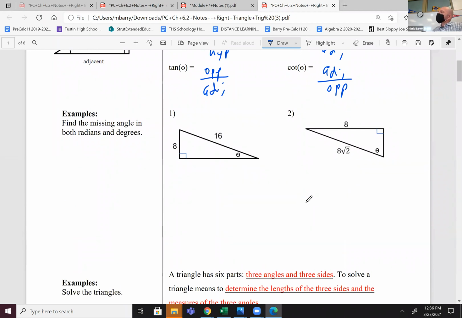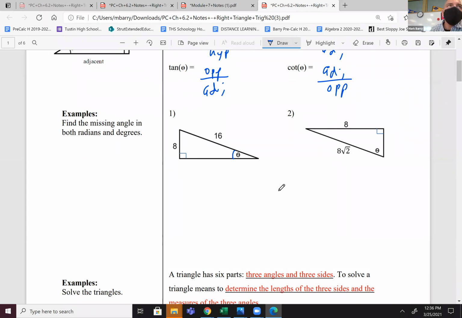All right, so now we're going to start finding some missing sides and angles. Again, this should be a review of geometry. We have our angle theta here, which we've often used as the variable to represent an angle. The first thing we want to do is identify all the sides: which one's opposite, which one's adjacent, which one's the hypotenuse.